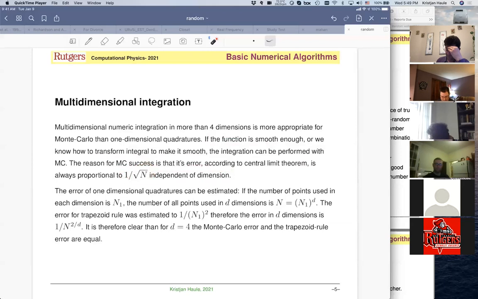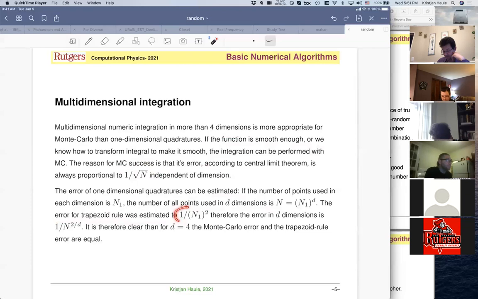So now, how do we see that this is better than using trapezoid rule or Simpson's rule? Well, this argument is done over here. Let's first check the error using quadrature. For one-dimensional quadrature, if we have n1 data points, then the number of all points used in d dimensions is n1 to the power of d. If we have two-dimensional integration and use n1 points in each dimension, then in two dimensions we need n1 squared. In three dimensions we need n1 to the 3, of course. So the number of points that we need is n1 to the power of d, where n1 is the number of points in one dimension. The error of trapezoid rule is 1 over n1 squared.